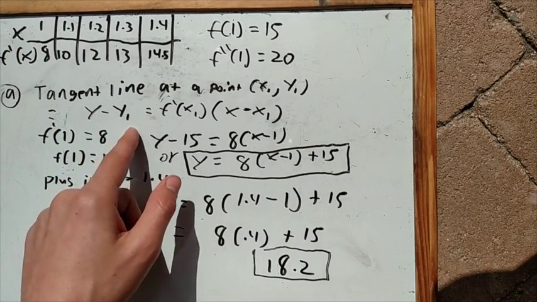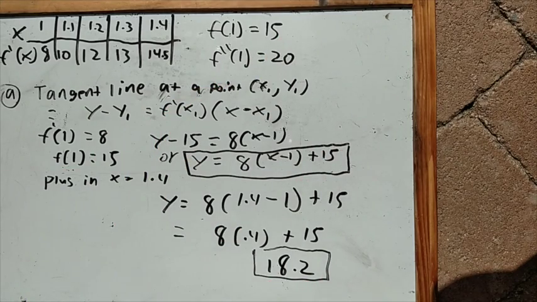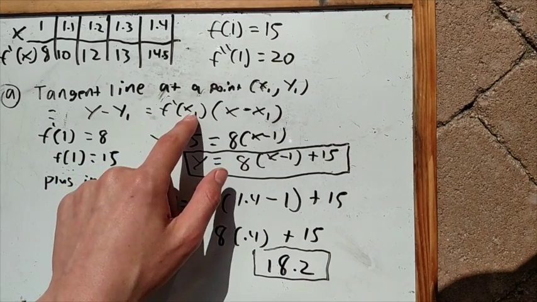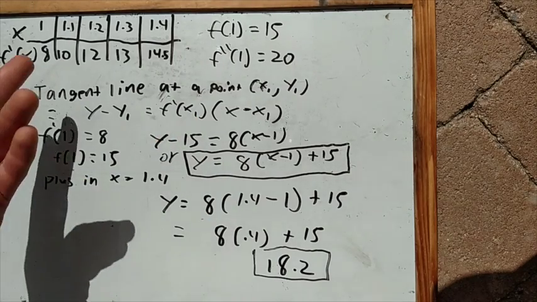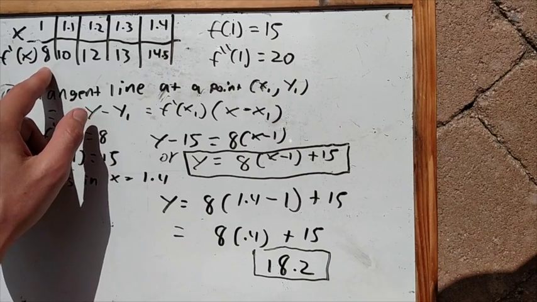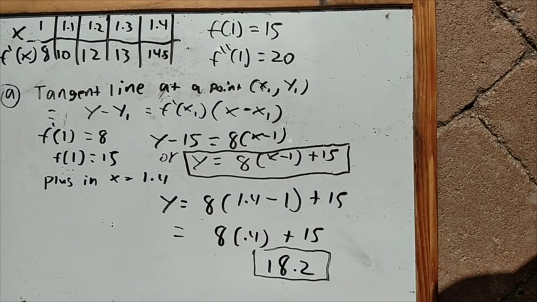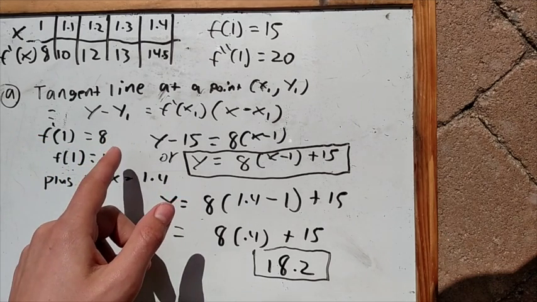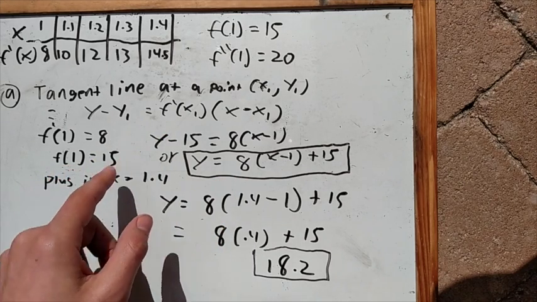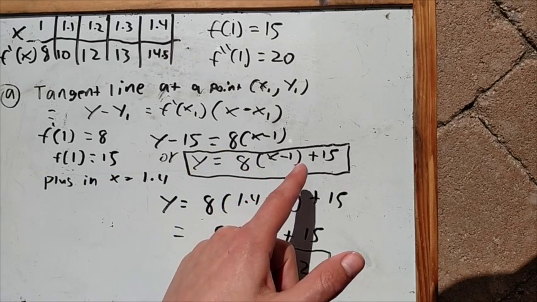You say y minus y1, where y1 is the value of y at that point, equals f prime of x1, the derivative at that point, times x minus x1, where x1 is the x value of that point. In our case, we know the derivative of f at 1 is equal to 8, and f of 1 is equal to 15, so x equals 1 and y equals 15. You plug these in and you get y equals 8 times x minus 1, plus 15.